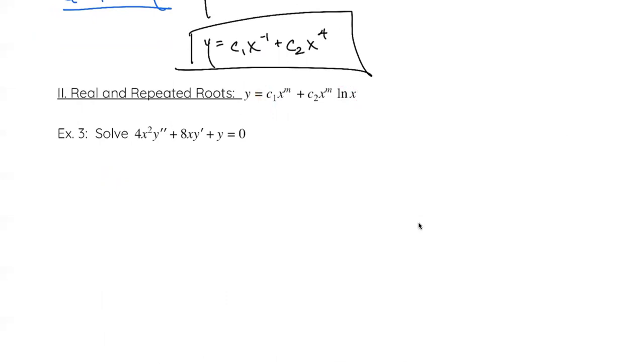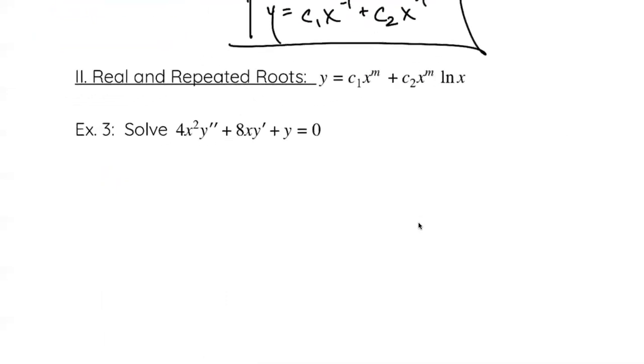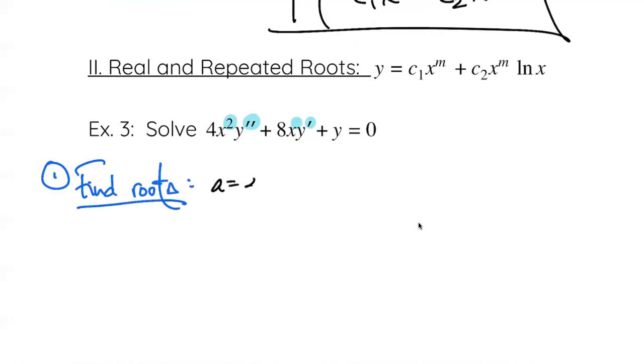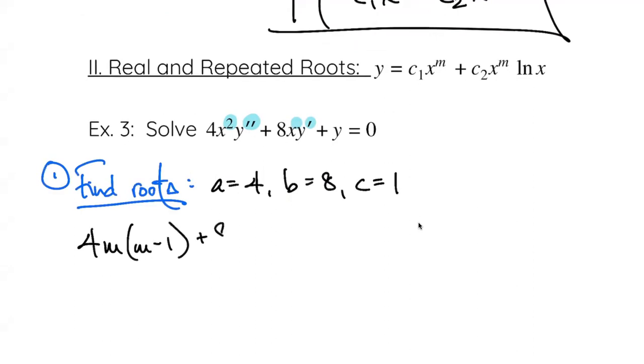So let's go ahead and take a look at this equation. It is Cauchy-Euler because I have a second power and a double prime, a first power and a first prime. The first thing I'm going to do is find some roots. While I'm here, I'm going to say A equals 4, B equals 8, C equals 1, and we're going to plug them in. So it'll be A m(m minus 1) plus B m plus C equals 0.